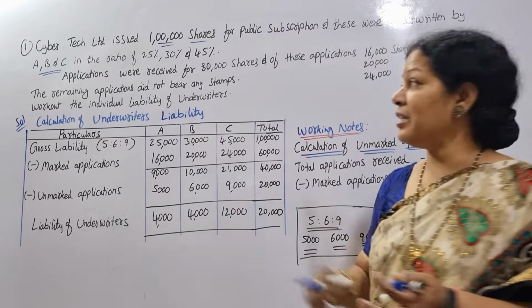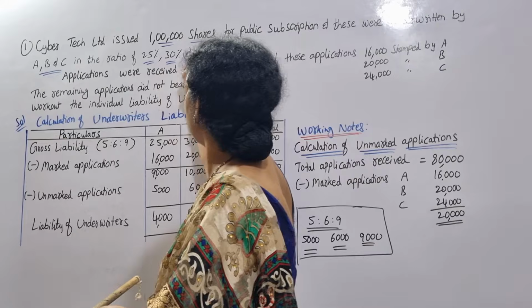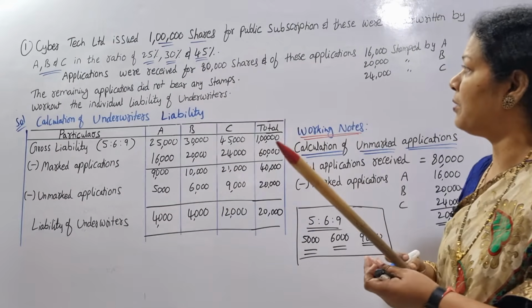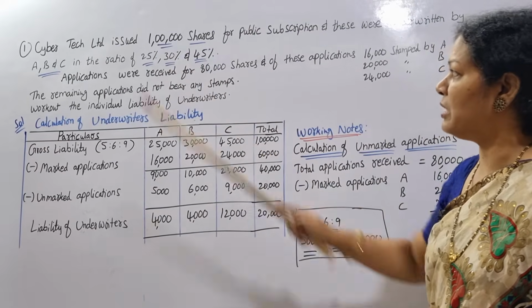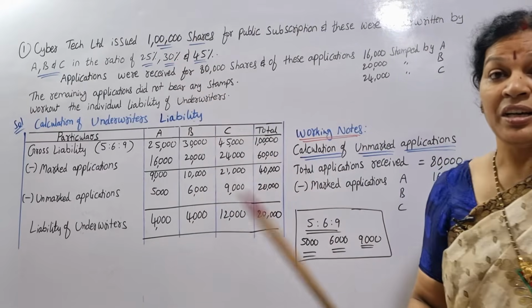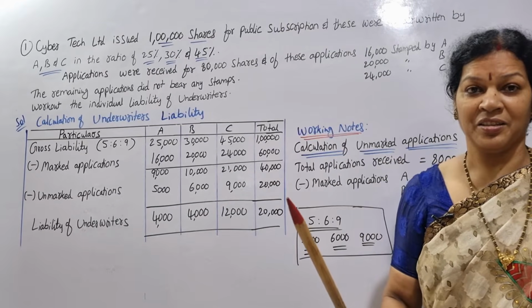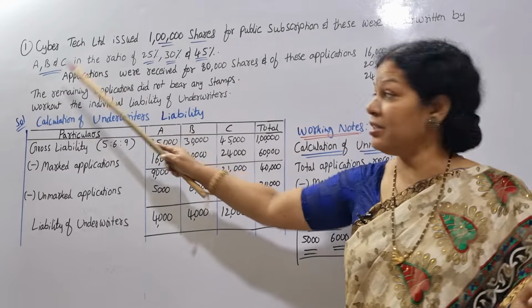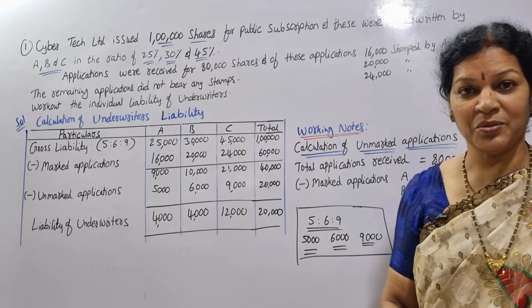It's underwritten by ABC in the ratio of 25%, 30%, 45%. If you add 25, 30, 45, how much does it come to? 45 plus 25 comes to 70%. 70 plus 30 comes to 100%. 100% underwriting, so the company need not worry. 100% underwriting given by ABC. For how many shares? 1 lakh shares. Did you get this point?